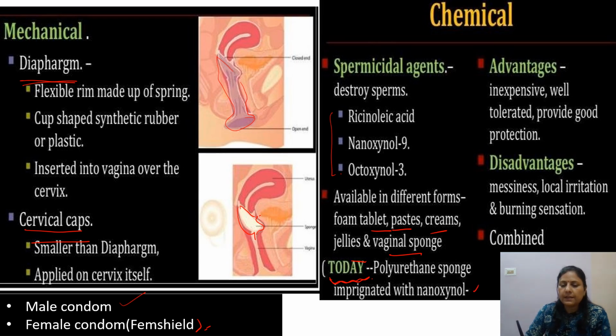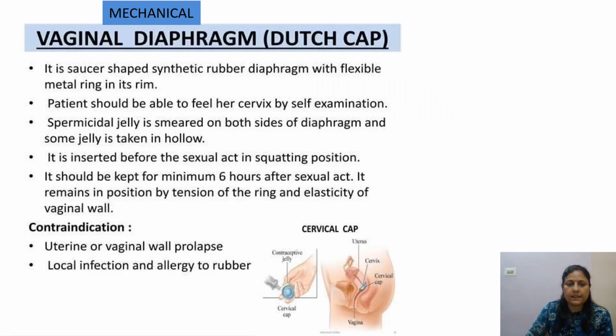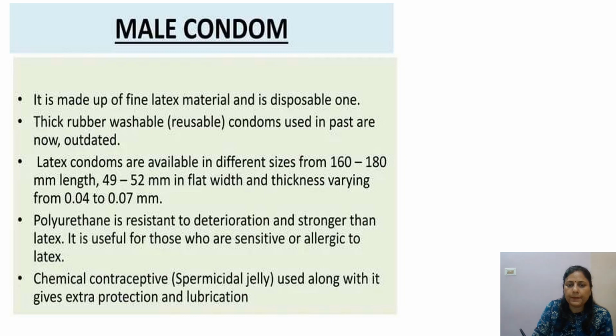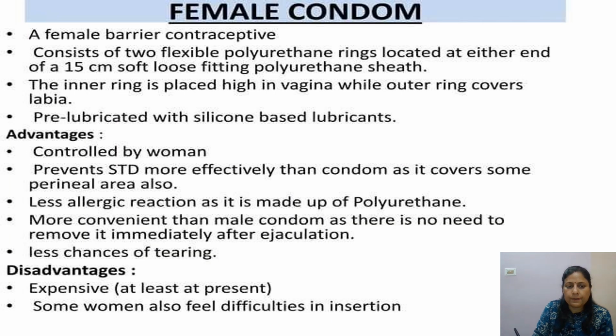Nonoxynol is a chemical which is a spermicidal agent. Now there are certain advantages and disadvantages of this type of barrier method. The advantage is that it is very inexpensive, very easily tolerated, and gives good protection. But there are certain disadvantages, like it causes irritation and a burning sensation. The next method is mechanical, which I already discussed, like the vaginal diaphragm or cervical cap, male condom, and female condom.